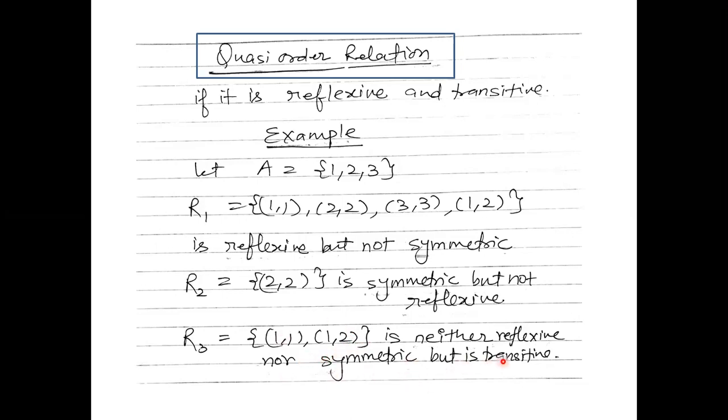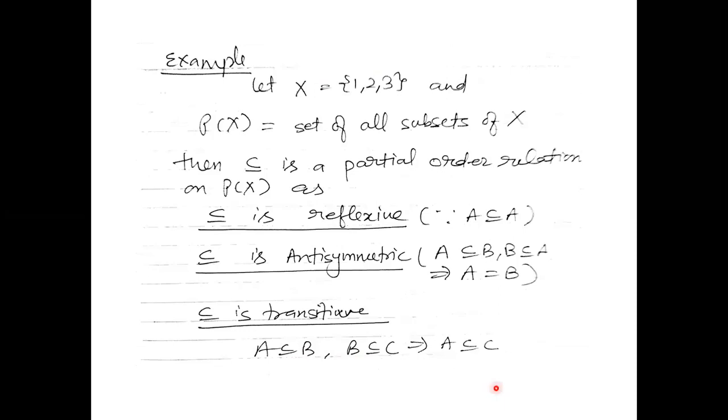But it is transitive. It is transitive because 1 is related to 1 and 1 is related to 2. So from these two, what do we get? 1 related to 1, 1 related to 2. From this we get, by transitivity, 1 should be related to 2. So this is already here. So it is transitive. Let us see another example.